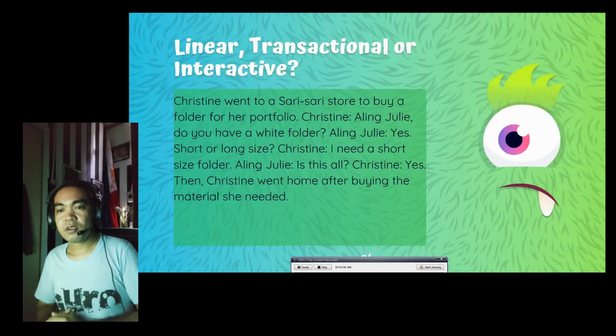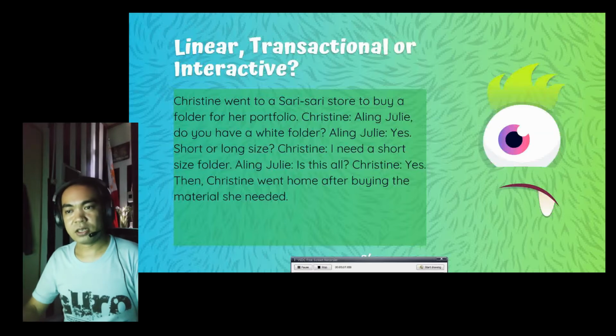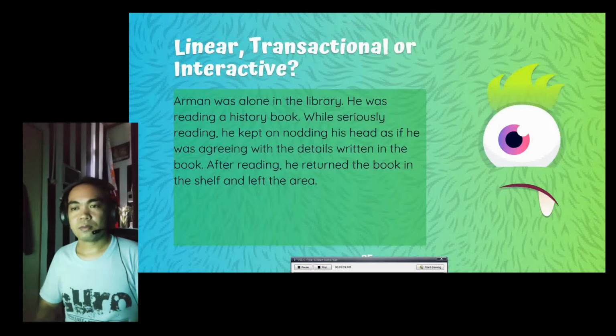There were two of them talking to each other here. They understand each other. We could consider this as transactional conversation or communication.